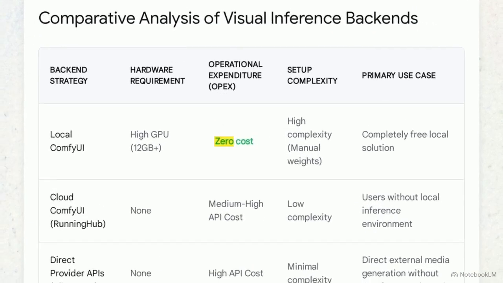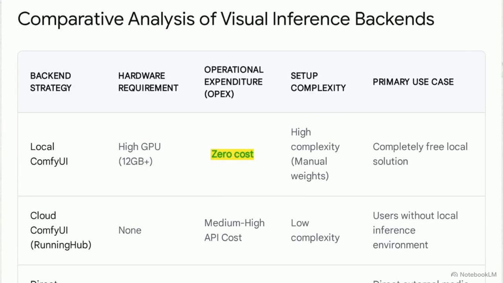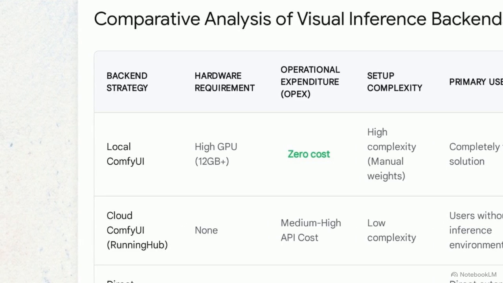For environments aiming for zero marginal cost per generation, a fully localized deployment is required. Because foundation models possess massive parameter counts, this local setup requires a dedicated NVIDIA GPU with a minimum of 12 to 24 gigabytes of VRAM to maintain stable processing.